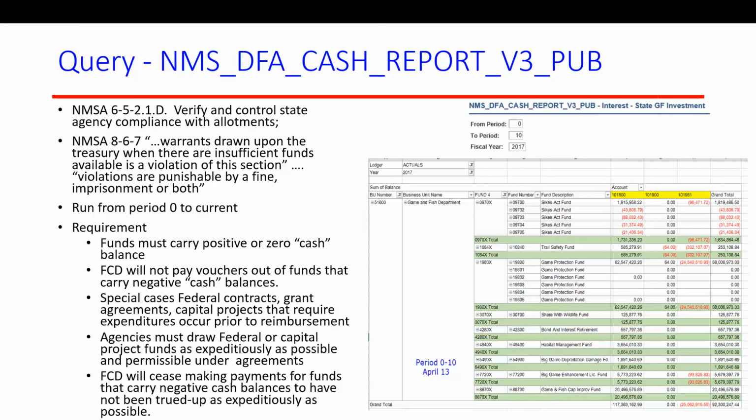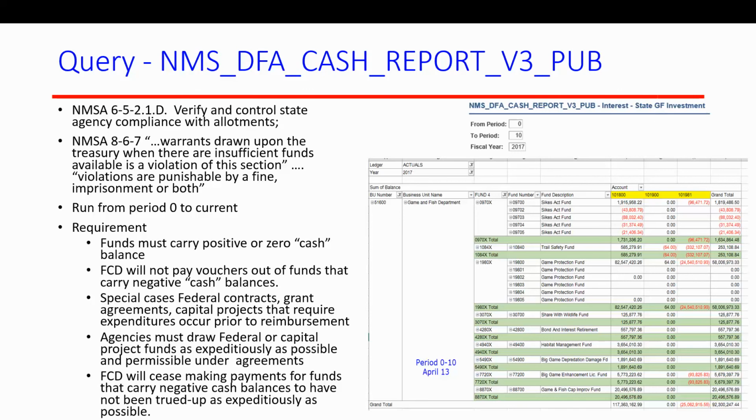Looking on the right-hand side of this particular slide, we've run this report for the Department of Game and Fish. And as you will note, each of the funds, which is identified by the 4-digit prefix of the fund, are in the black, which says that this particular agency has sufficient claims on the State General Fund Investment Pool for every fund that they are stewarding. So there is no issue with this particular agency at this time.